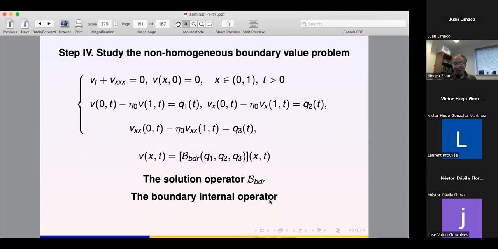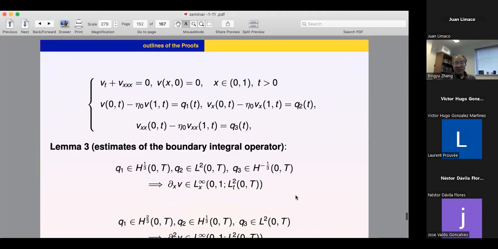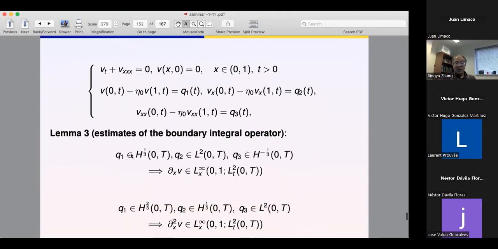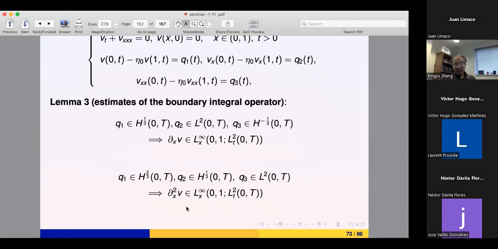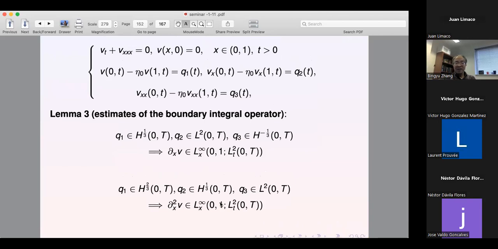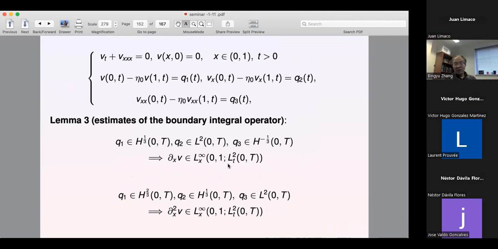Okay, we need to start this one. And especially we need to find the estimates for this boundary integral operator. Q1 belongs H1 third, Q2 belongs L2, Q3 belongs H minus 1 third, we get a sharp K smoothing. But if Q1 is H2 thirds, Q2 is 1 third, Q3 is L2, then we get a sharp double K smoothing. Okay, so that's what we need. So we need to get this one too. Now, of course, this is K smoothing, sharp K smoothing.